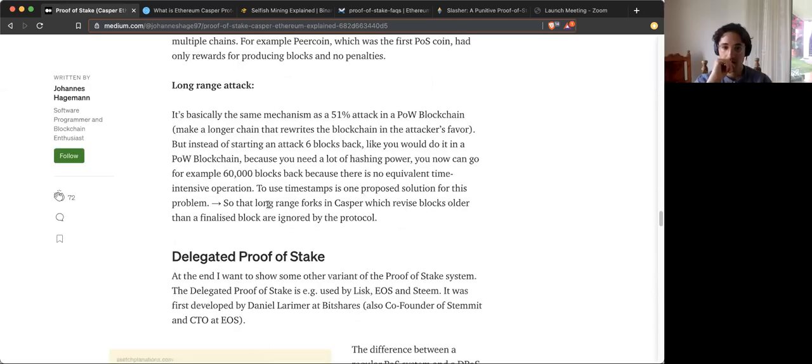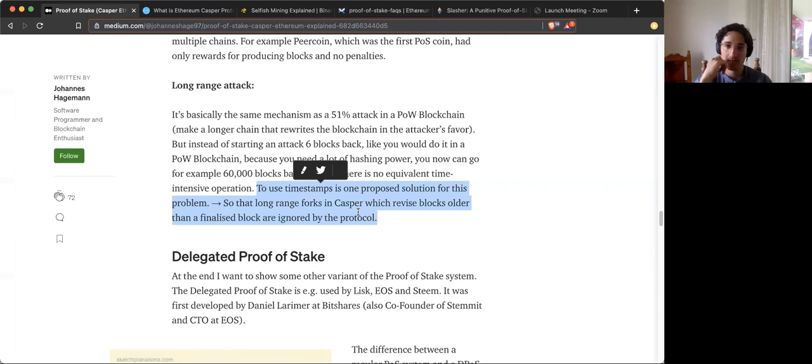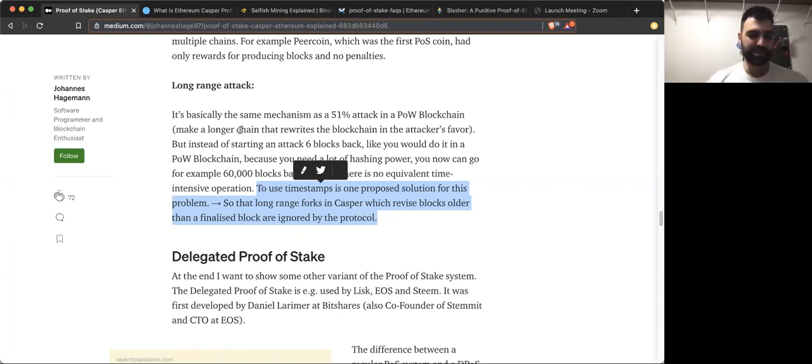And one possible way to fix that is to use timestamps. So basically, the protocol would ignore forks that happened too far ago in the past. So let's say every block has to include a timestamp, and if the timestamp is too different from the block that you're forking from, say, maybe that gets ignored. Okay. I don't know too much about this, by the way. I'm just reading what's written here.